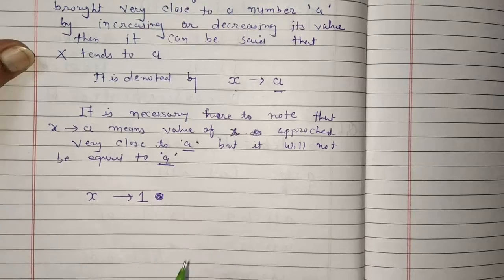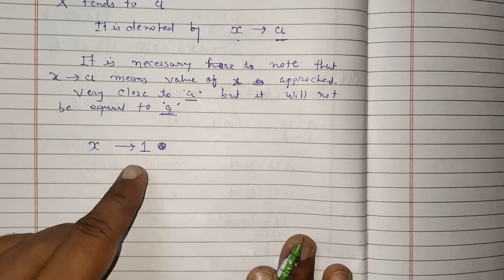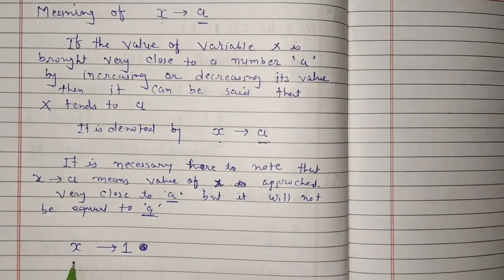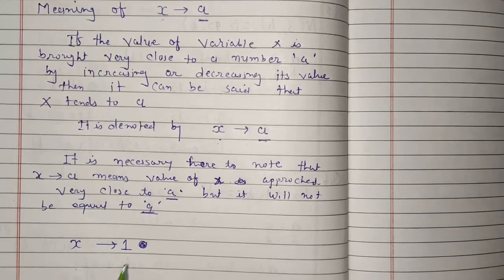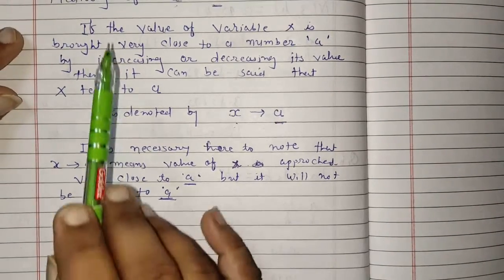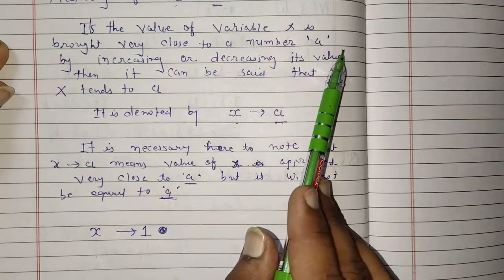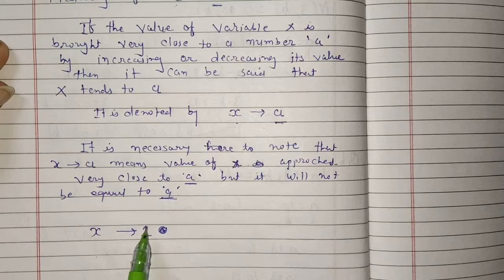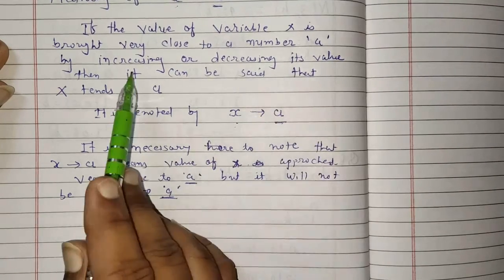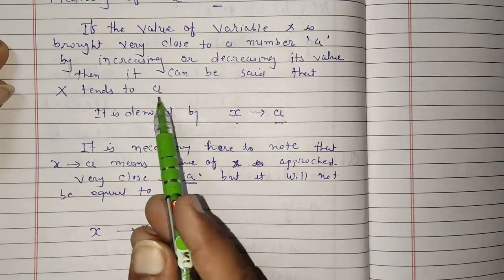So x tends to 1 means x is very near to 1, or we bring it by increasing or decreasing the value nearer or very close to 1. Now we are understanding the definition well: if the value of variable x is brought very close to a number 1, here x tends to 1, close to 1 by increasing or decreasing its value, then it can be said that x tends to 1.